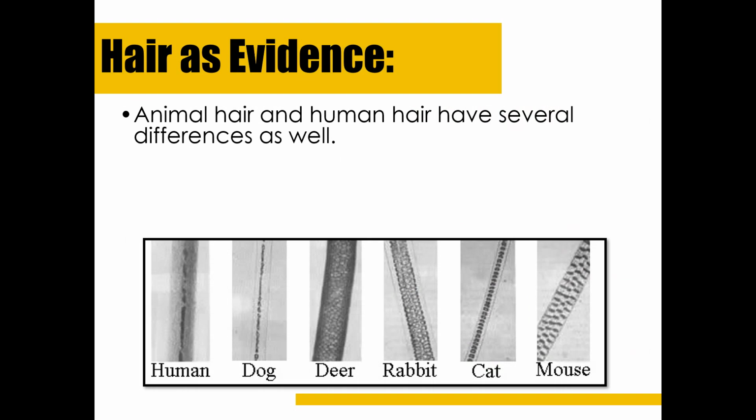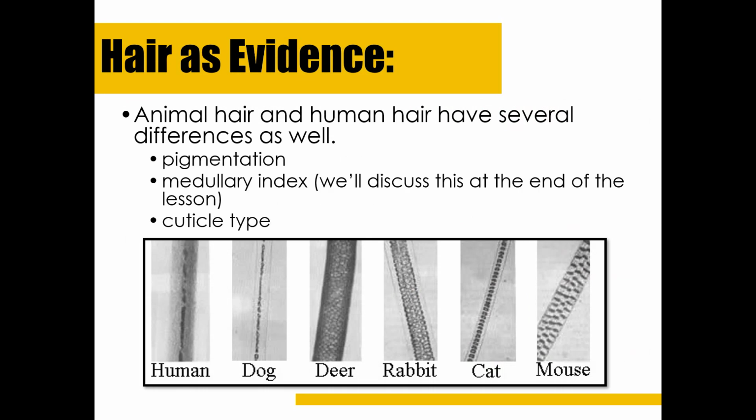And we're going to camp out here for just a second because this is applicable to forensic crime scene investigation. So animal hair and human hair do have differences. You can see in this image here the difference between a human hair and then some animal hairs. Their pigmentation can differ. Their medullary index can differ. And we're going to talk about medullary index towards the end of this lesson. Also, their cuticle type can differ.